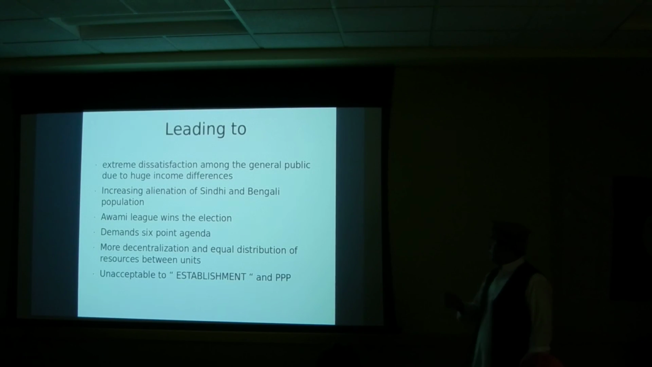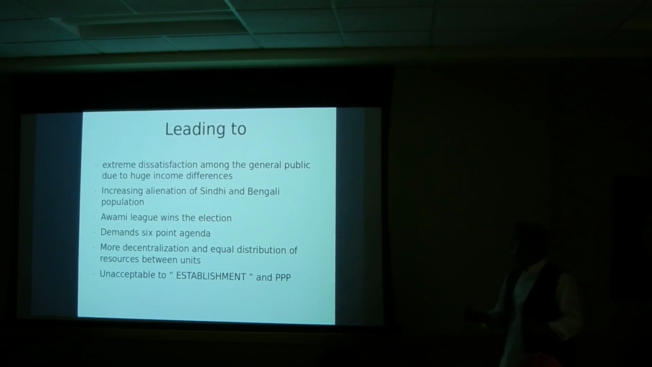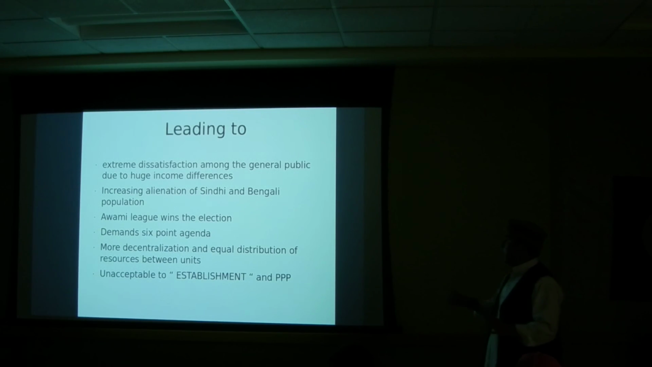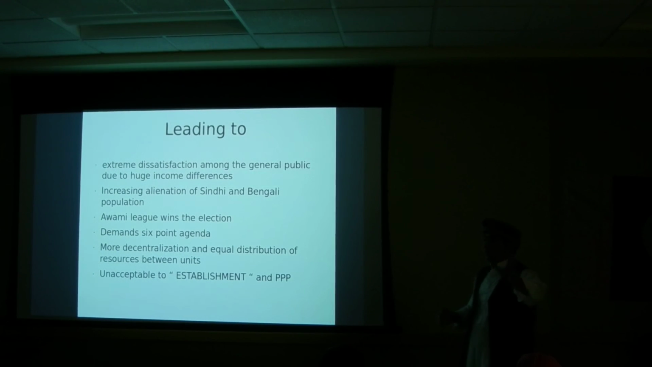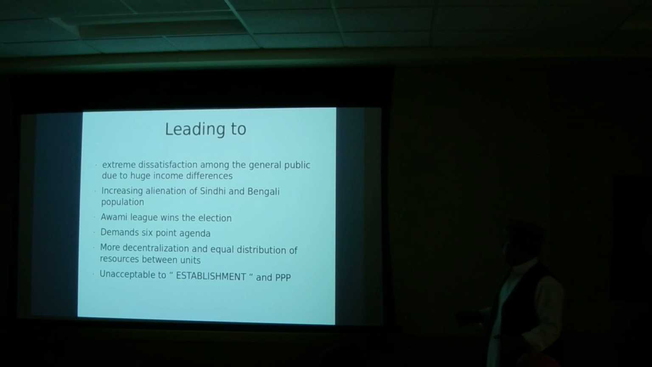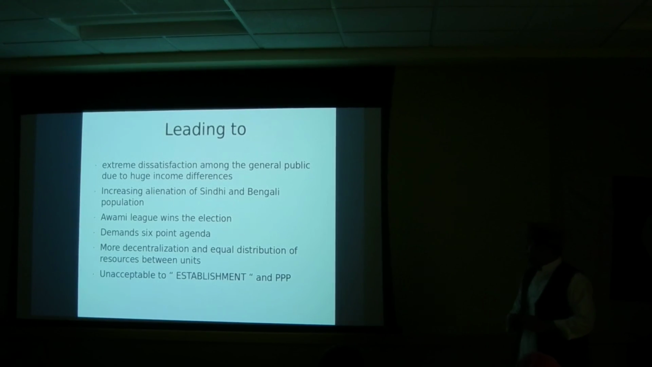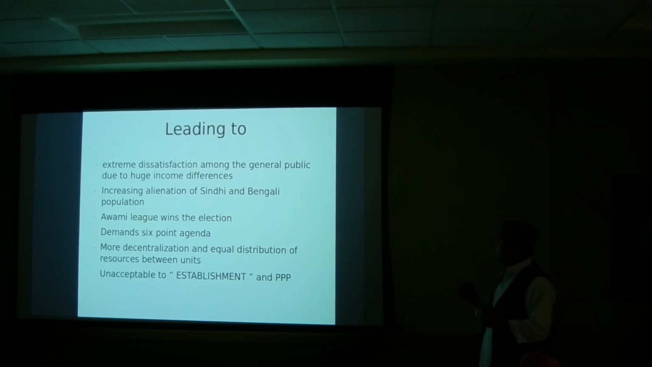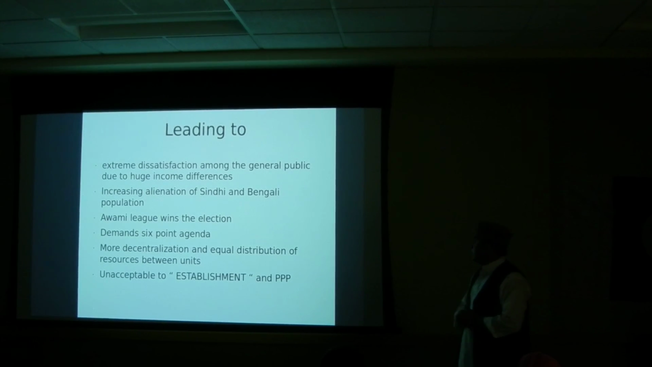Due to this policy, there was extreme dissatisfaction among the general public because of class differences and the increasing alienation of the Sindhi and Bengali populations. Due to these things, the Awami League won the election and got 60% of votes. The Awami League was actually in East Pakistan, and the party won the election there. They demanded a 6-point agenda, in which they tried to decentralize the government, with equal distribution of resources between units and less power for the center. But it was unacceptable to the establishment.